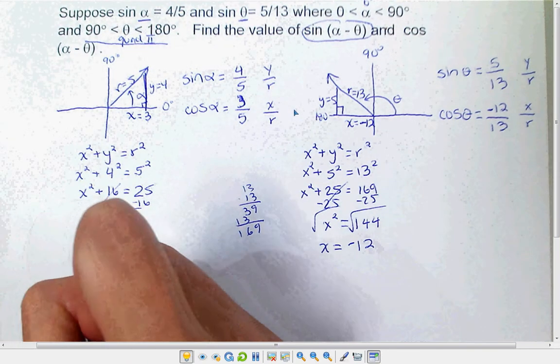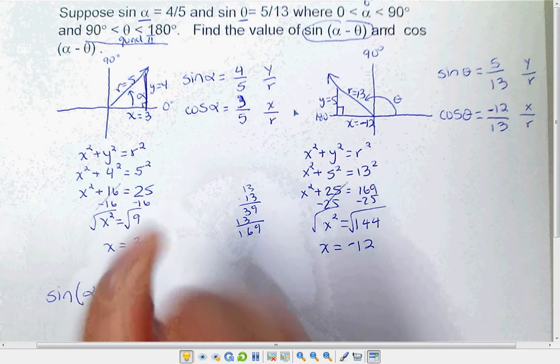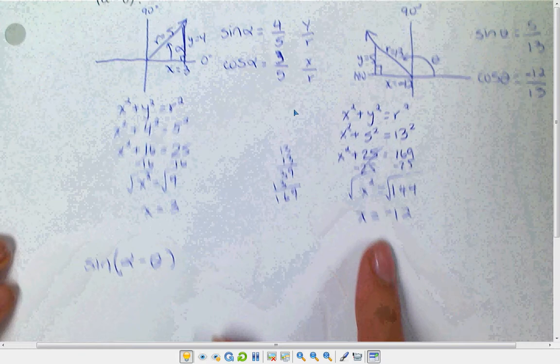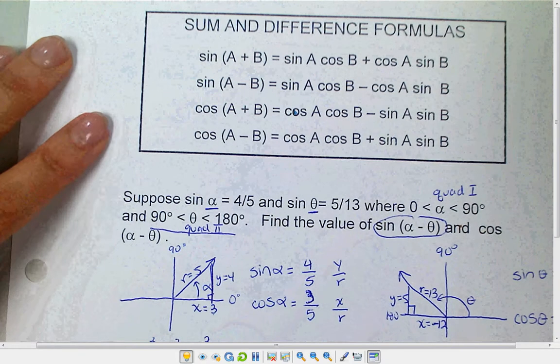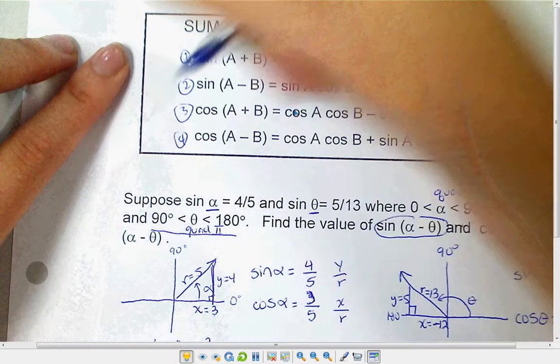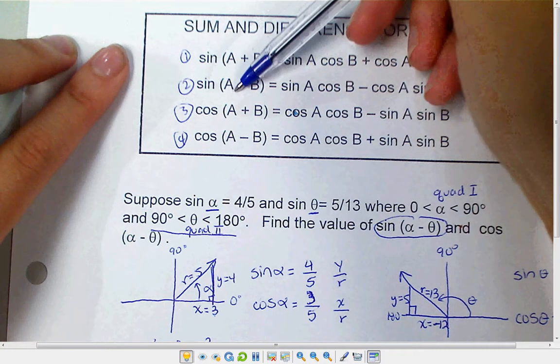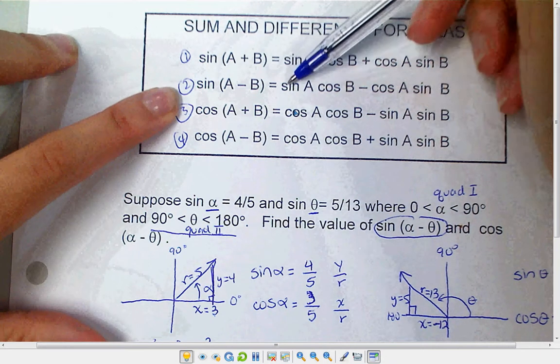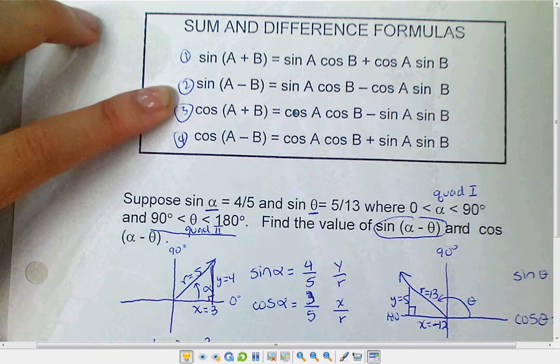So sine of alpha minus theta, this is going to be one of the formulas that we learned yesterday. So it's sine and it's subtraction. So if I go look at my formulas, I know it's going to be number 2, because this one has a sine and a subtraction. So I'm going to rewrite this using the expanded form.